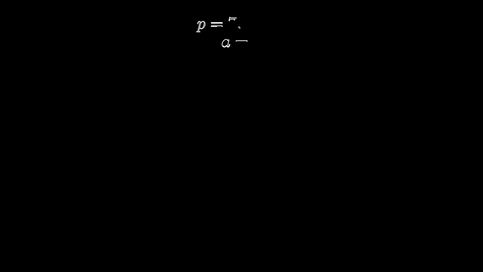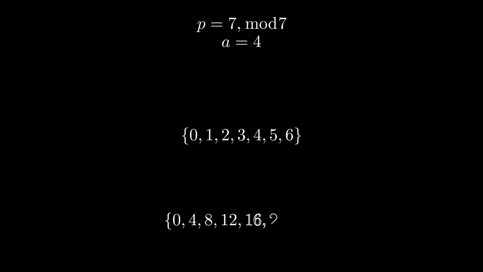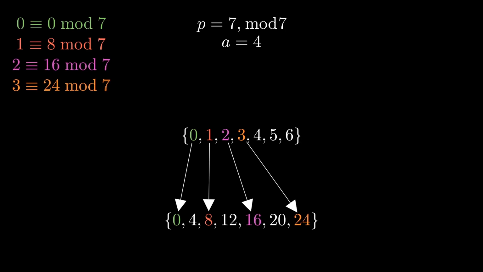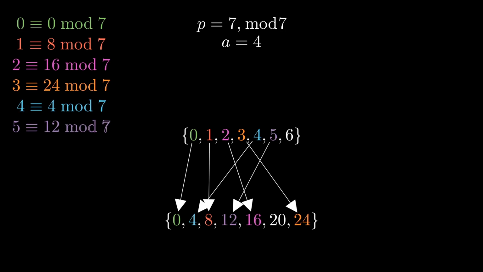Okay, let's see an example with p equal to 7 and a equal to 4. And let's show there's a one-to-one correspondence between these sets. So 0 maps to 0, 1 maps to 8, and so on. And notice that although this is with sets both containing 0, since 0 always maps to 0, we can remove 0 from both sets and still maintain the one-to-one correspondence, which is why our original sets have a one-to-one correspondence without having zeros.